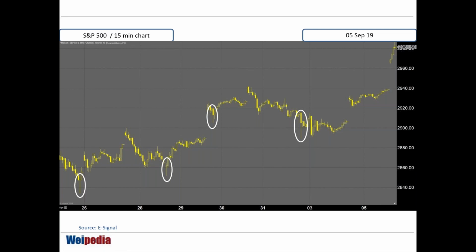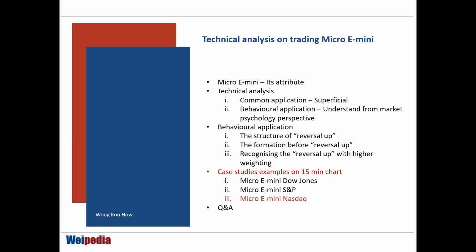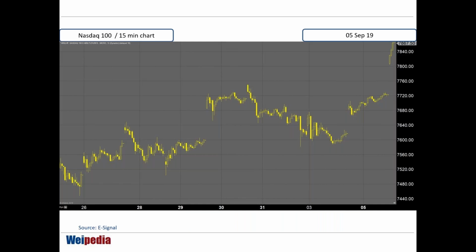Now the last one will be Micro E-mini Nasdaq. Okay, it's the same period. You could see almost identical opportunity there, 4 of them. Okay, these are the 4. So once again for Nasdaq, between 2 days to 5 days holding period, my first objective, I hope to achieve about 40 points return from my purchase price or my selling price.